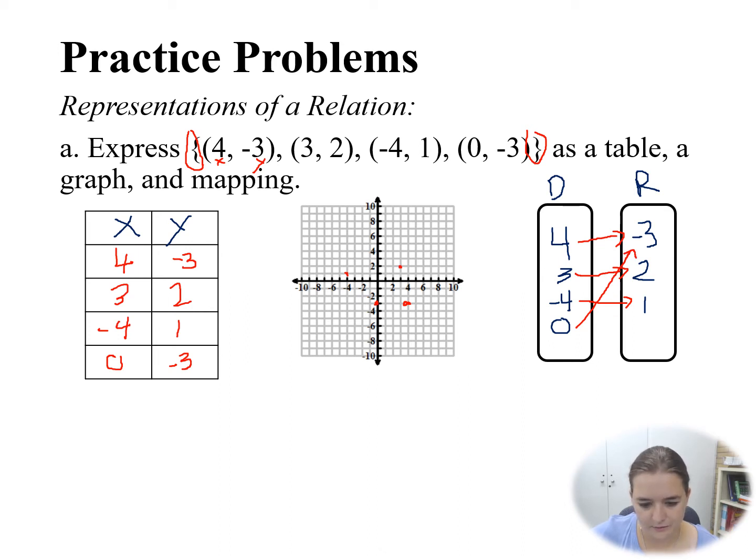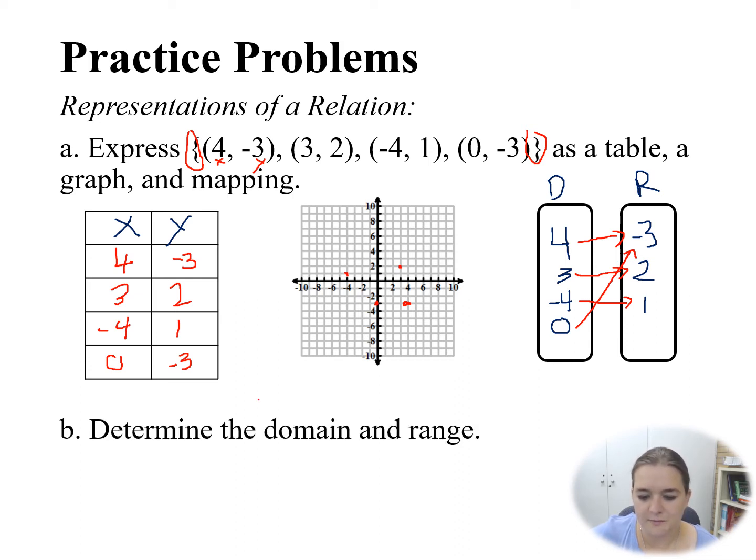So now, I want to determine the domain and the range. And so the way that I would write this out is I'm going to take my domain and I'm going to use braces, which we're going to go kind of like this. And my domain are the 4 numbers I see in the domain map.